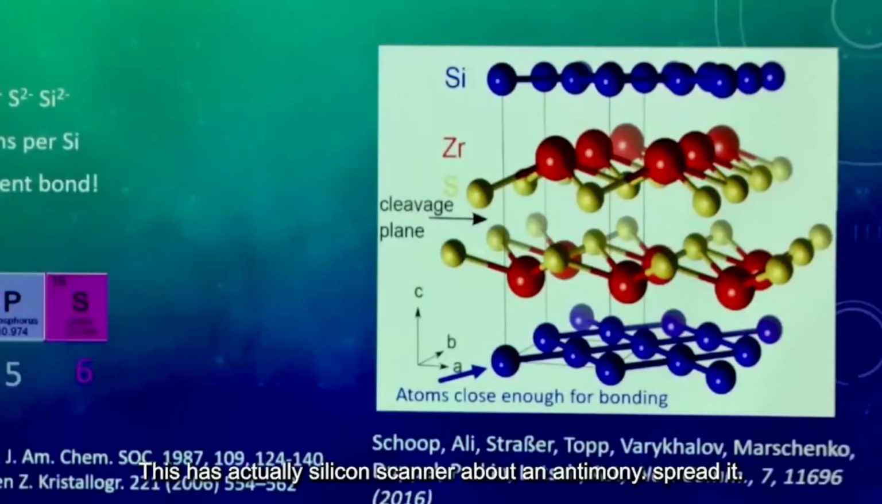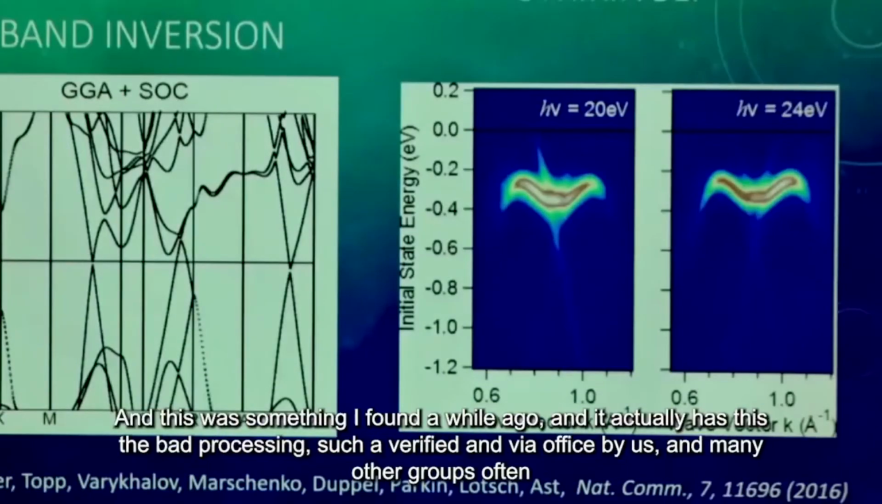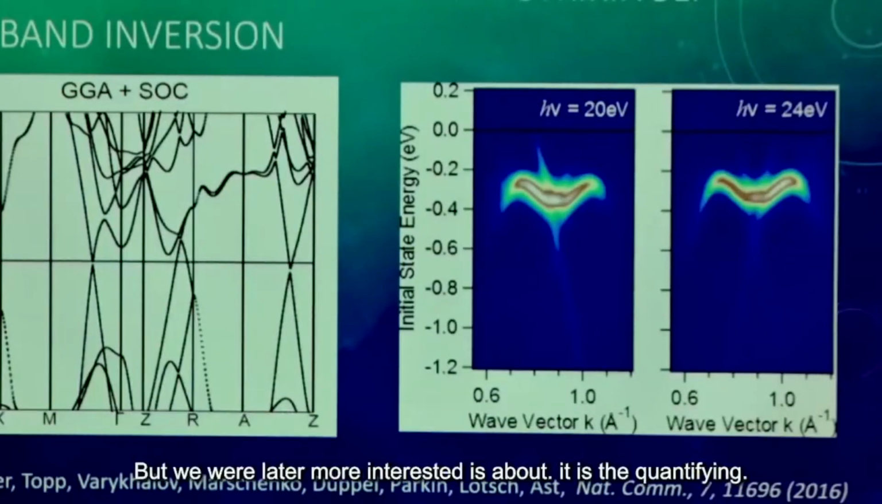So I want to show you a material. This is actually a silicon square net, not an antimony square net, but if you count the electrons, you again see it has 6 electrons per silicon square net. You go 2 further from silicon, you can get to 6. This was something I found a while ago, and it actually has these steep band crossings that were verified via ARPES by us and many other groups.